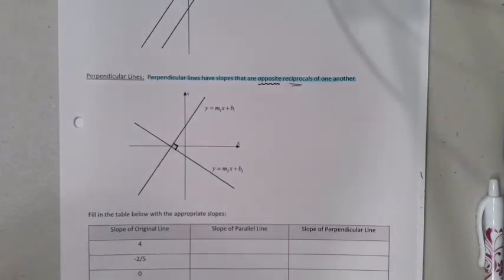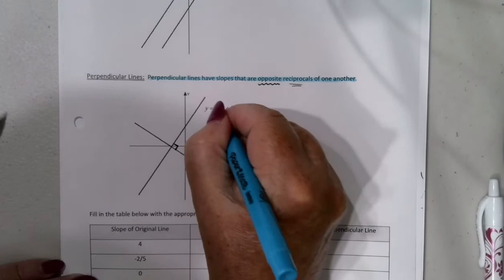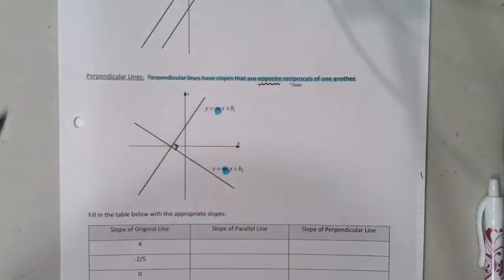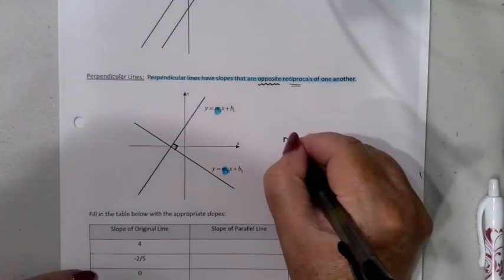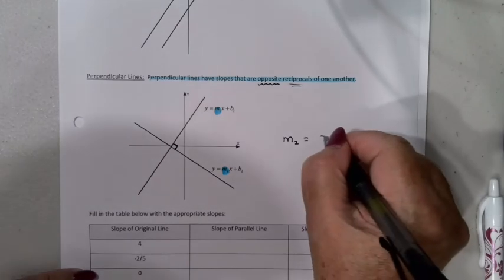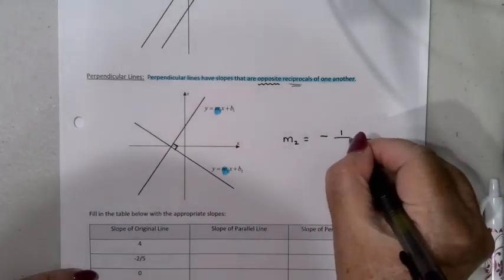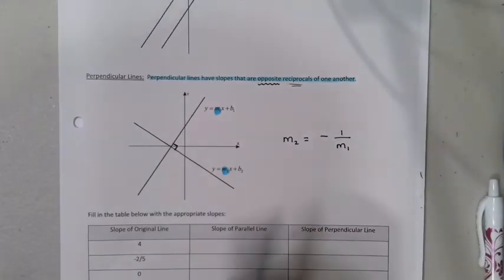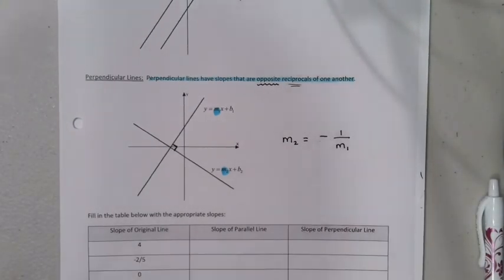of the slope relationship. Let's write this one in symbols. My first line has a slope of m1. My second line has a slope of m2. m2 is going to be the opposite, so negative, reciprocal, 1 over m1. So opposite, reciprocal.